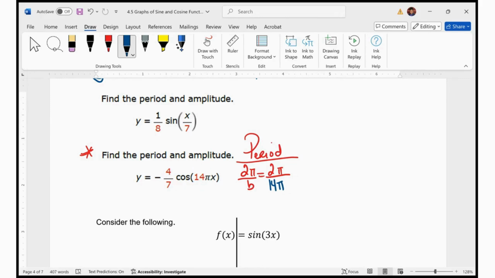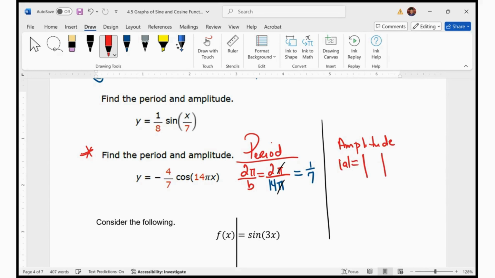Correct. Now we got to work this out. The pi's can cancel, and then if we reduce, we're left with 1 over 7. Correct. Let's go to the amplitude: the absolute value of negative 4 over 7, which equals 4 over 7. Done.